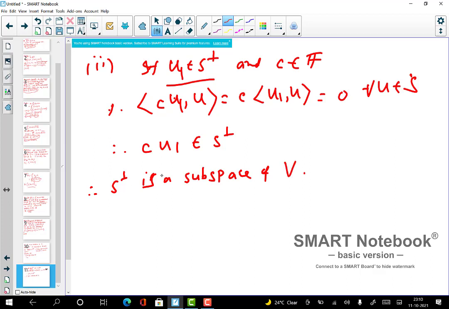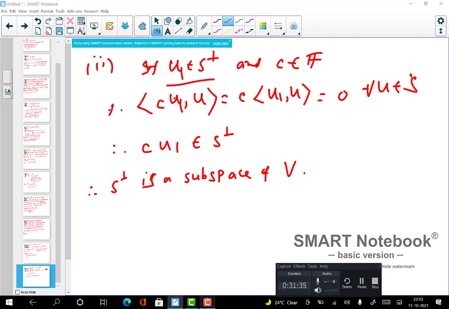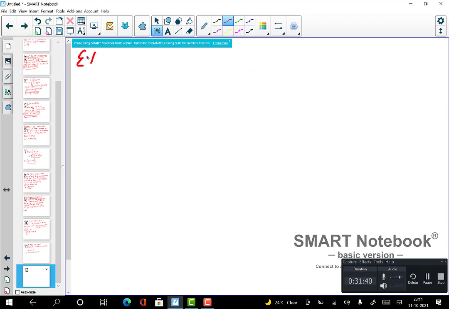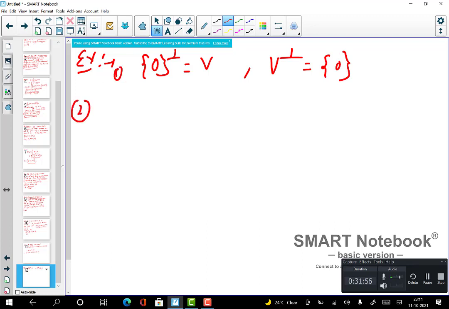So given any subset, it doesn't matter, the orthogonal complement is always a subspace. Okay, this is clear. Now an example. For any vector space, you choose the trivial subspace and the orthogonal complement will be the full space. Similarly, the orthogonal complement of the full space is the trivial subspace. This is an obvious example. Now suppose you have R2, say R2 over R.